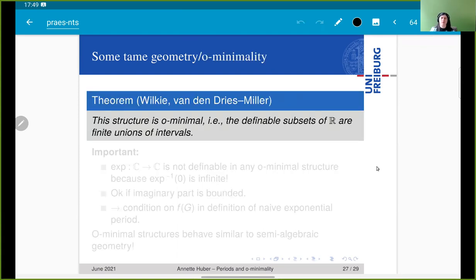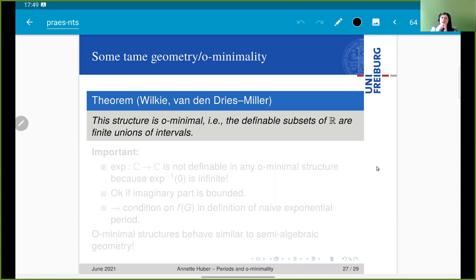And the big theorem is that, not our theorem, but the big theorem that we are using is that this structure where I'm allowing this operation is O-minimal. So this means that the subsets of the real numbers that are definable are just finite unions of intervals. Well, and possibly infinite things.